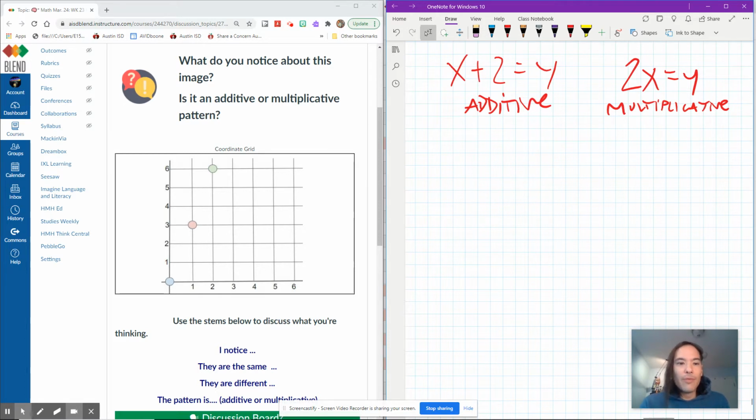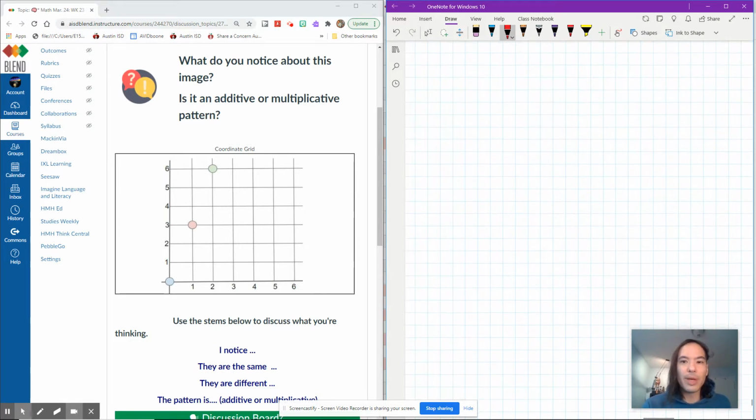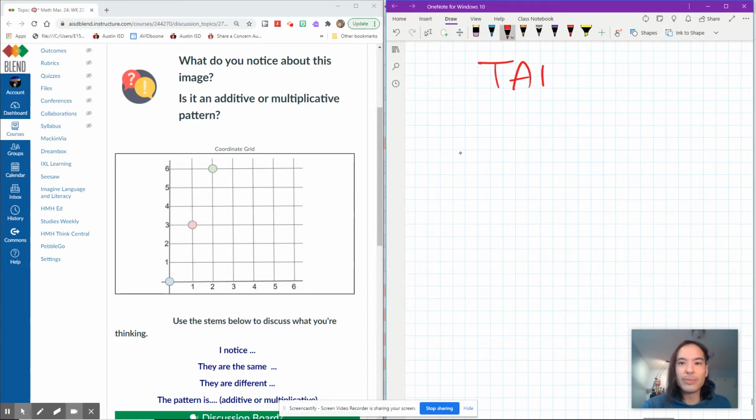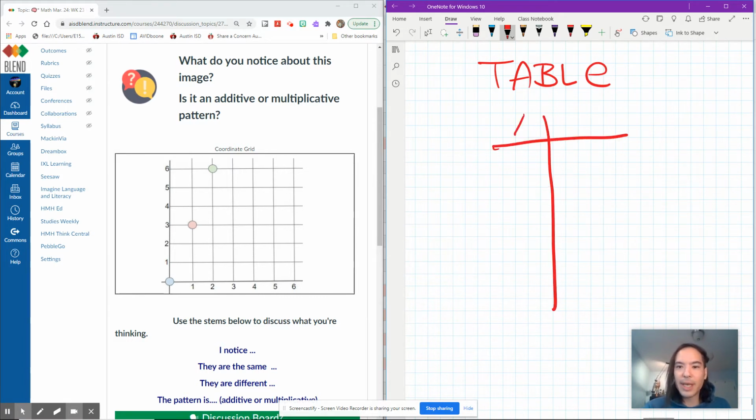Now, finding a pattern on a graph is something that you'll be able to do for sure one day just by looking at the graph. All right. But right now, since we're brand new to this, looking at the graph does not necessarily give us the rule right away. However, we have been working with something that gives us the rule right away, which was the table. So let's, in fact, just make a table.